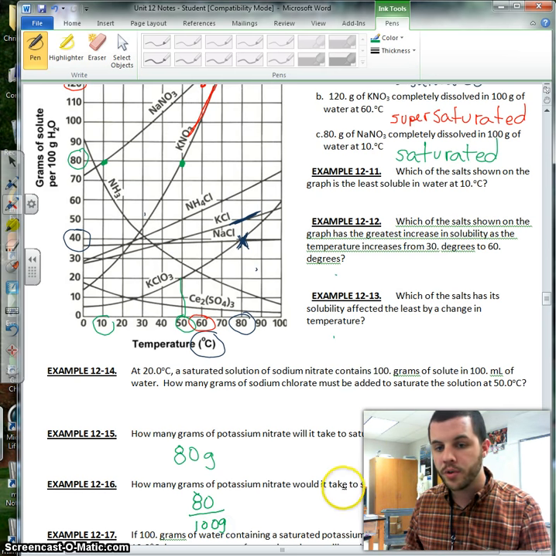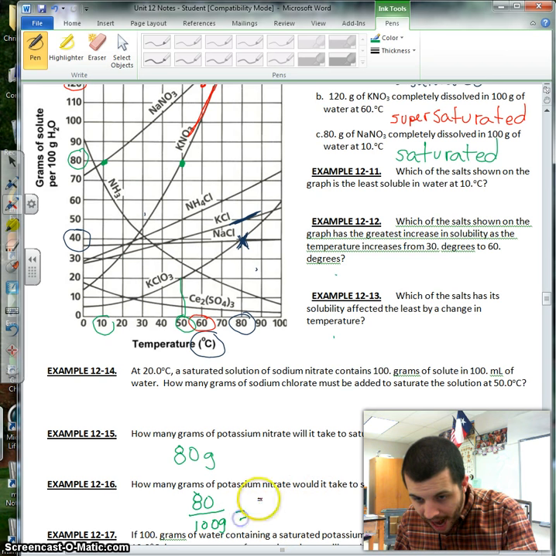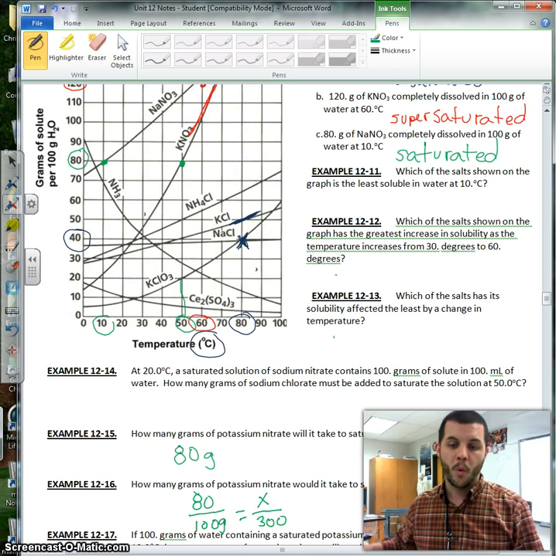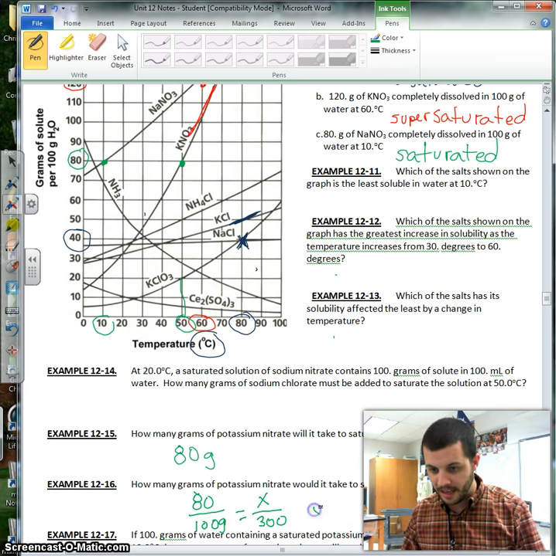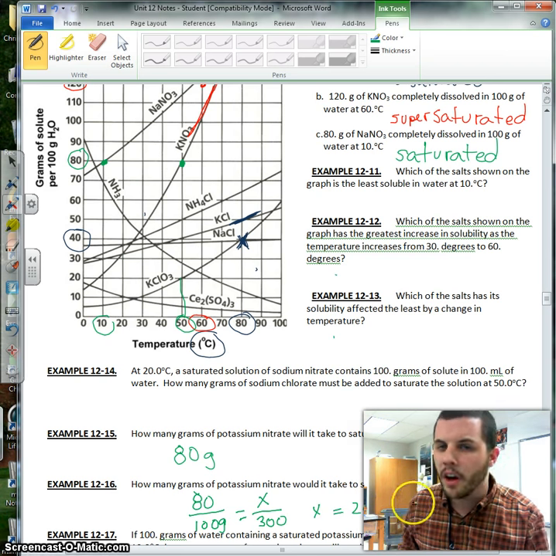So if that's true, I want to find out how many grams will dissolve in 300 grams of water. So all I have to do now is cross multiply. When I cross multiply, I'm going to get that x equals 240 grams. So that's how you solve these problems.